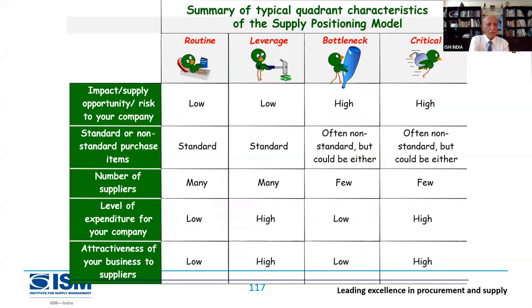So now you can see this one: routine, low value, low risk; leverage, low risk; bottleneck, high risk; critical. And then we have non-standard purchases around. So standard items we buy through this. And then we have many other things around, low value, low value. So low value is the last one.